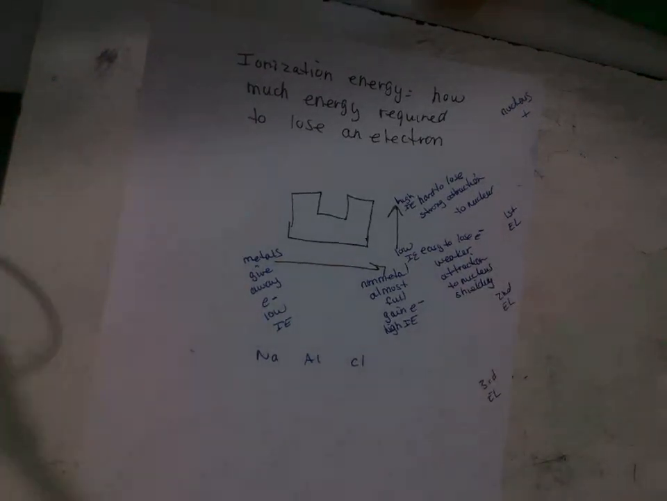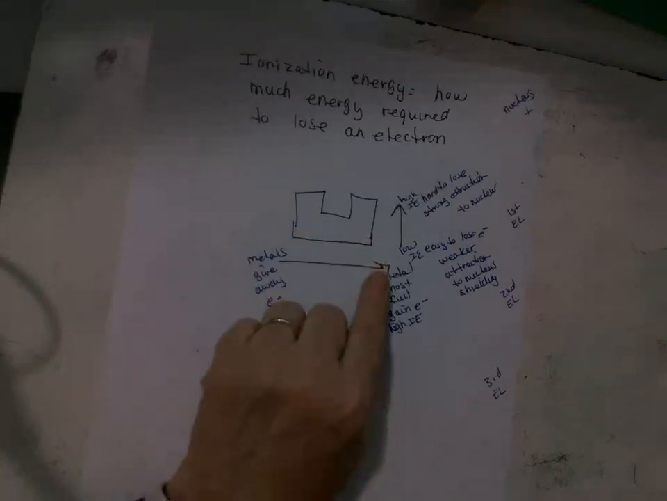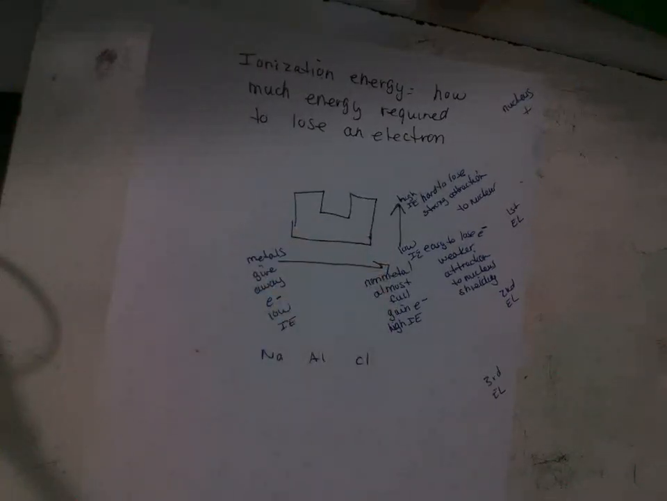So let me read my handwriting. It's easy to lose the further you get down the periodic table because there's a weaker attraction because the nucleus is being shielded. Those energy levels were being shielded from that positive nucleus.